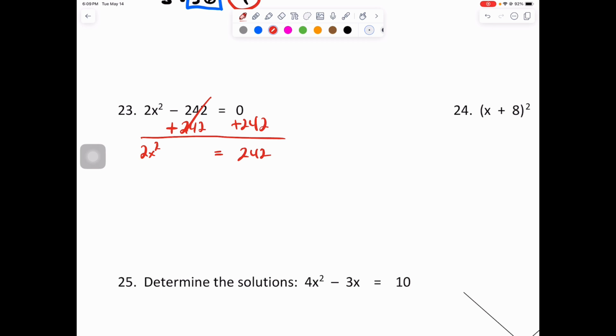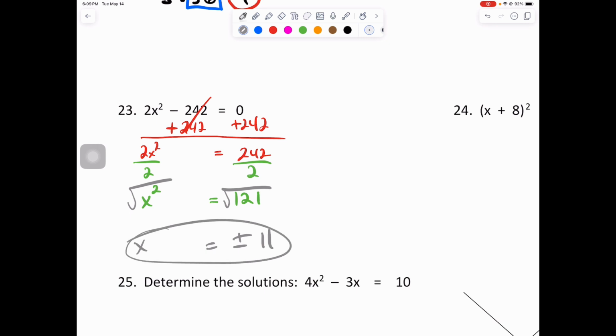From here, we simply want to try to get x squared by itself. We have to divide by 2 on each side, leaving us x squared equals 121, and then from here we will take the square root of x squared, giving us x. But what we do to one side, we do to the other, so that will equal plus minus 11. Go ahead and circle your answer.